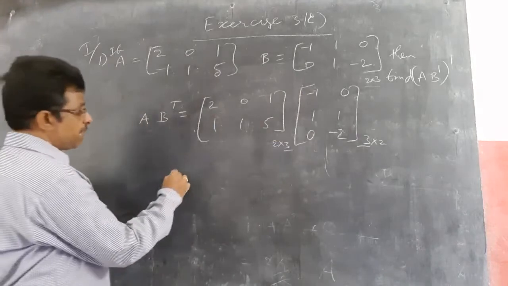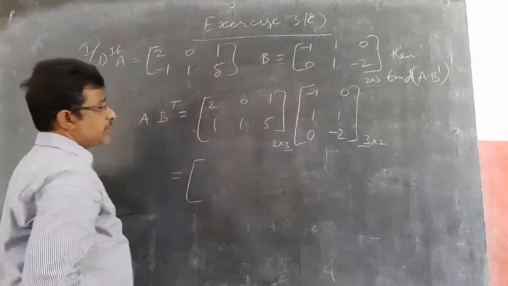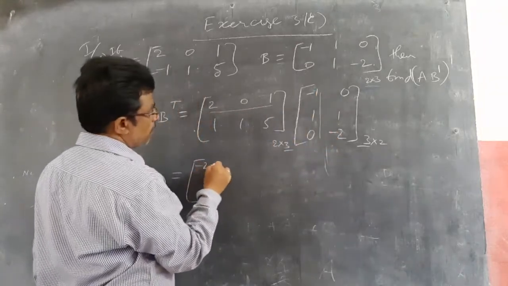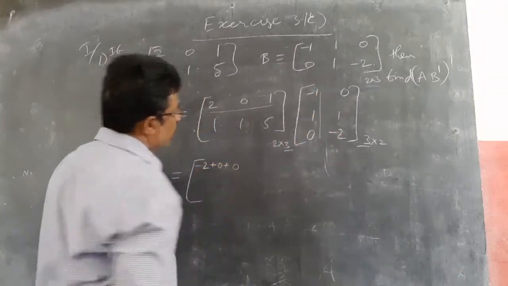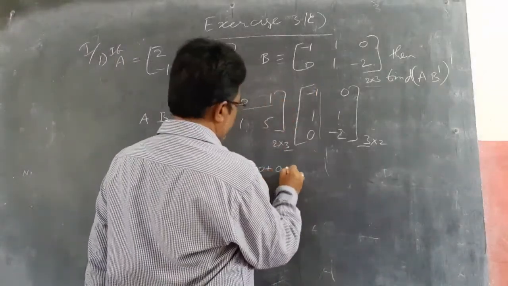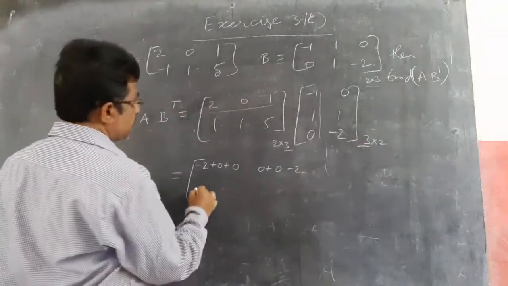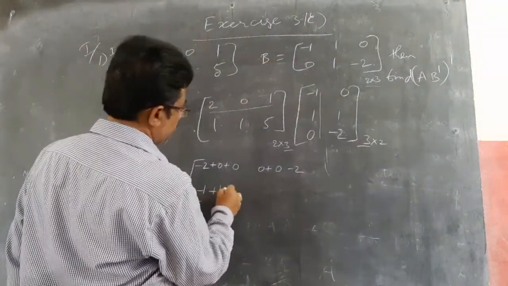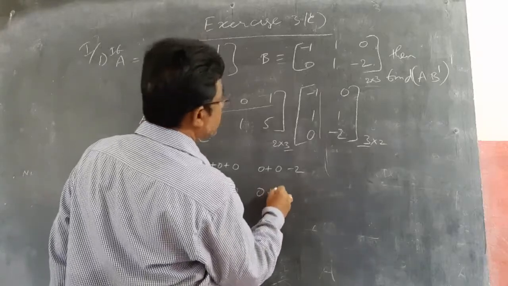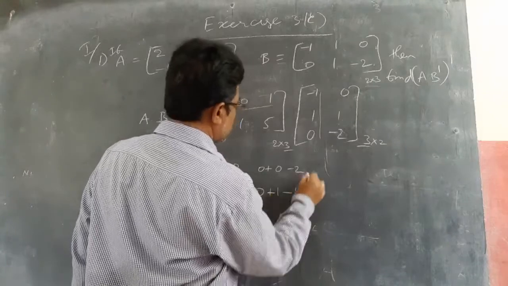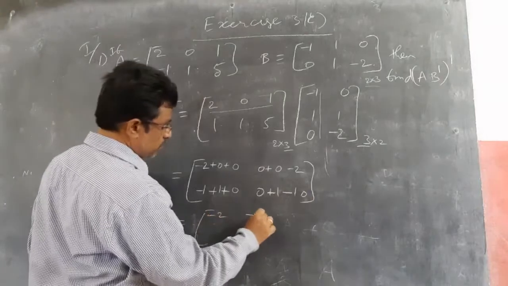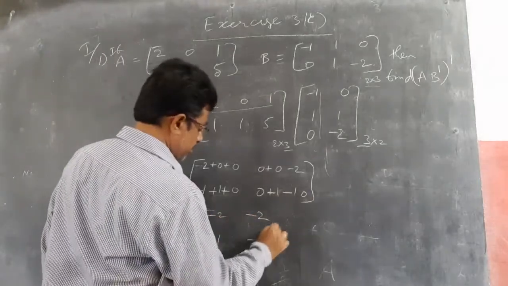So we will do matrix multiplication, first row with first column. So minus 2 plus 0 plus 0. Next 2 into 0, 0 plus 0 minus 2. Next minus 1 plus 1 plus 0. Next 0 plus 1 minus 10. So this becomes minus 2, minus 1, minus 10.